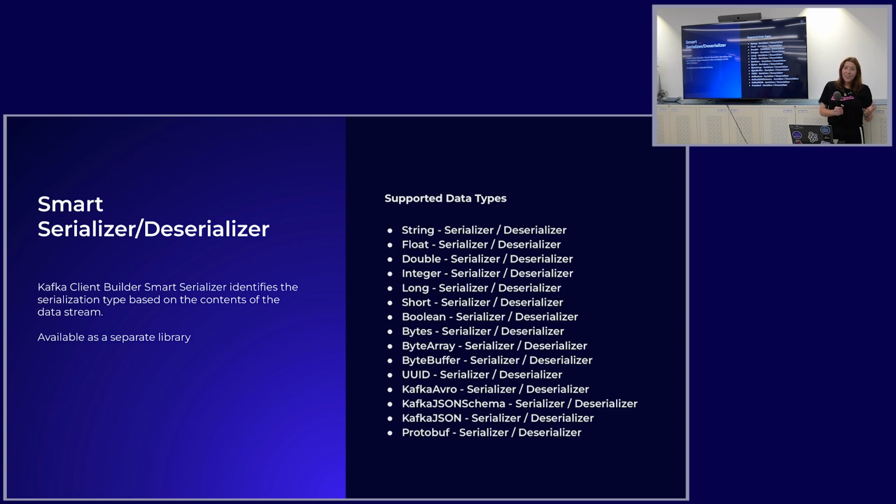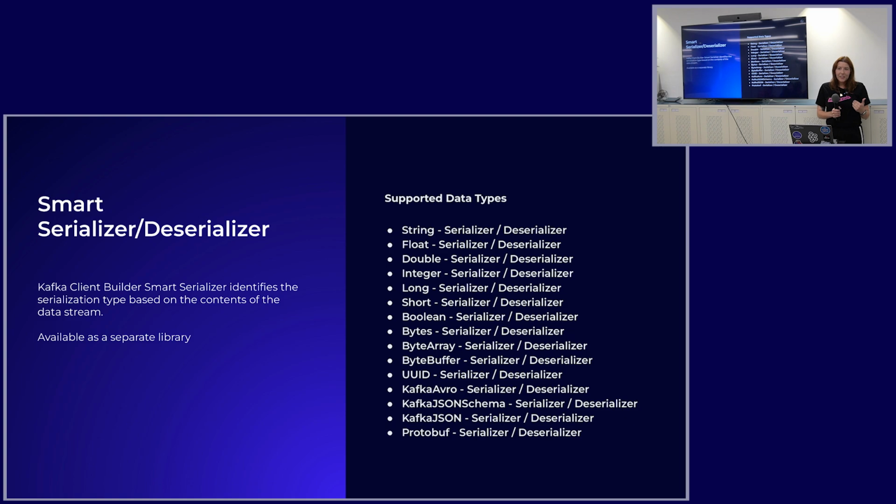Well, we're using another library that we've created complementary to the Kafka client builder. And this is the Smart Serdes library, Smart Serializer and Deserializer. What it does is when you start producing, it will analyze the content of your data stream, identify what type of data it is, and apply the serializer for you. There's a range of supported data types. You can see them on the screen there.